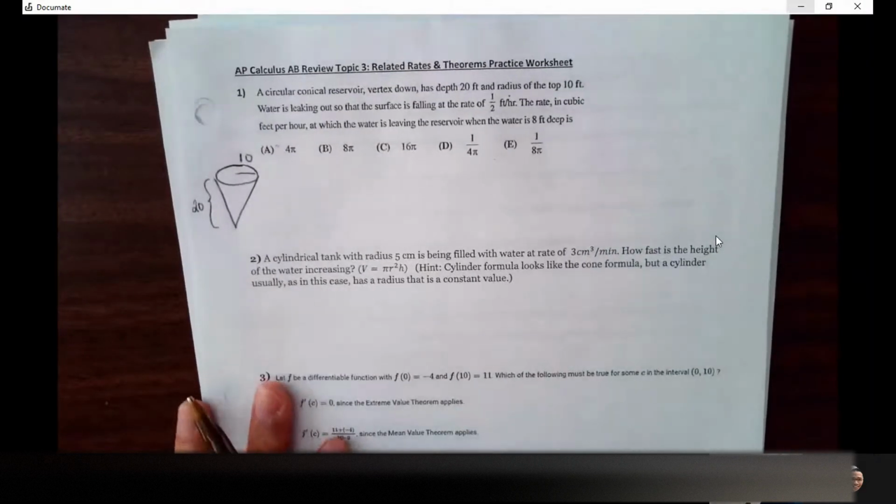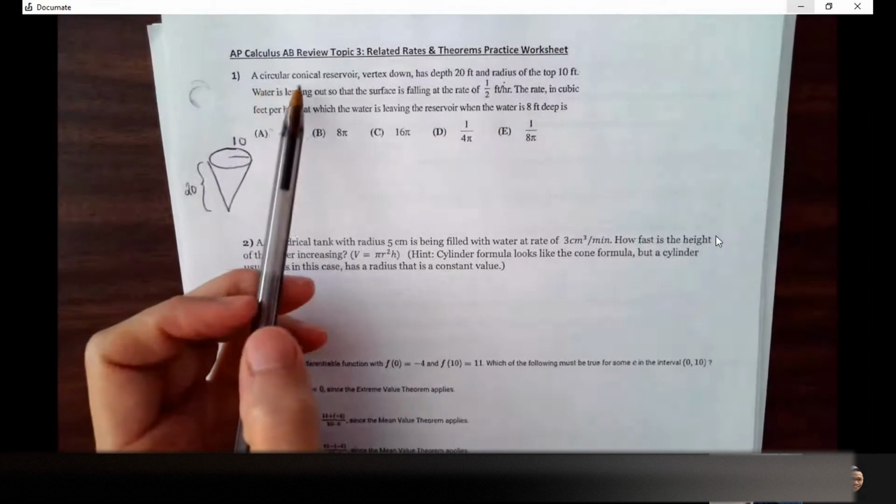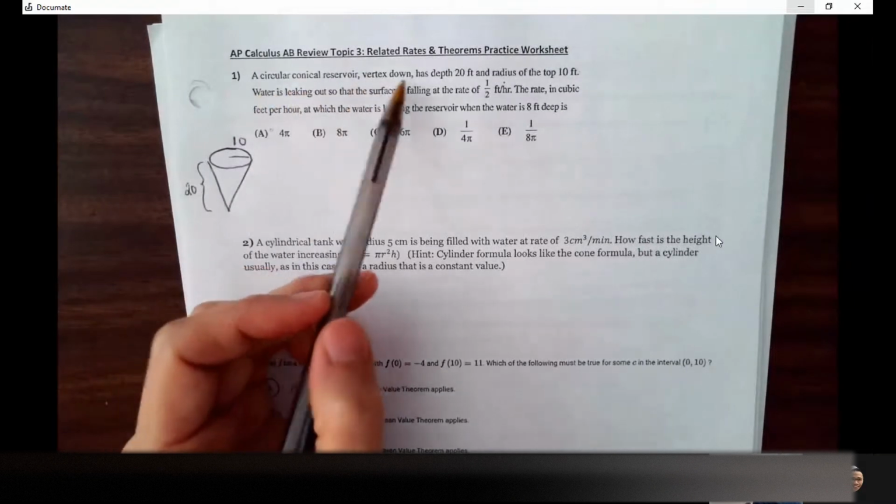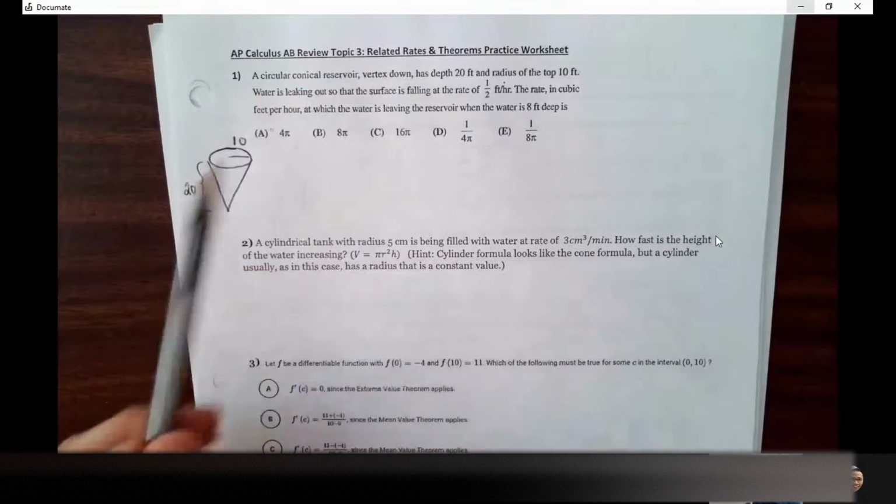Alright, so we're going to go over homework number 3. This is over related rates and various theorems. So number 1: a circular conical reservoir, vertex down, has a depth of 20 feet.